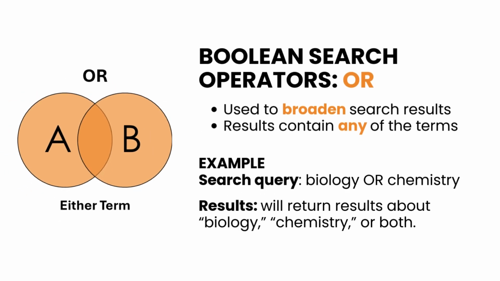The or operator helps you find results that match any of the terms you include. It widens your search by showing more options, as long as at least one of the terms is present. This is useful when you want to explore different possibilities or alternatives. For example, a search for biology or chemistry will retrieve results about biology, chemistry, or both. This operator is helpful for capturing a wider range of relevant content, such as when searching for synonyms or related topics.